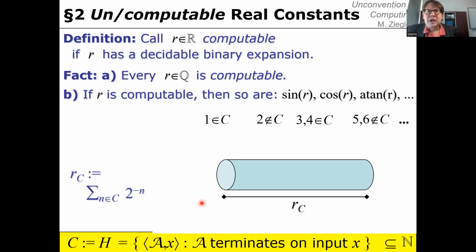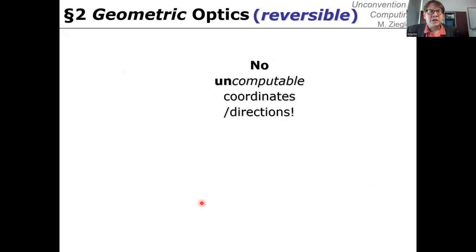When we say angle is computable, that's the same as saying that the direction of the normal vector is also computable. That's the same. So in the sequel, we deliberately prohibit uncomputable coordinates and uncomputable angles and uncomputable directions. And we've already discussed some primitive optical devices, such as a plane mirror.